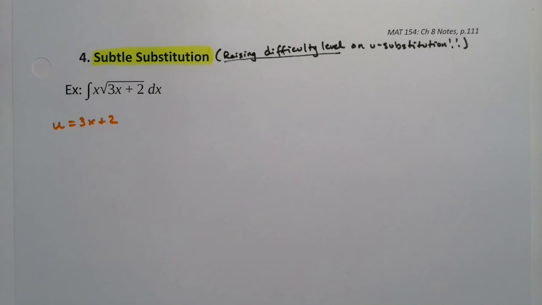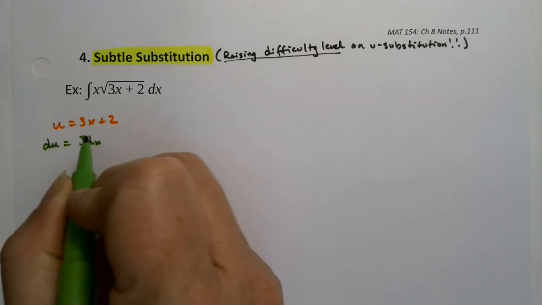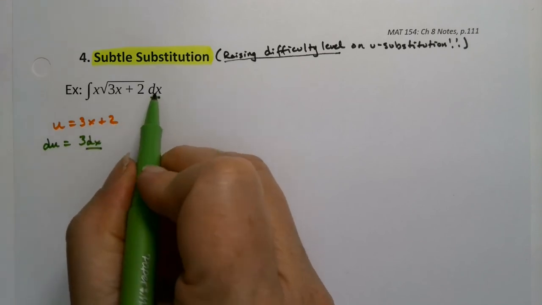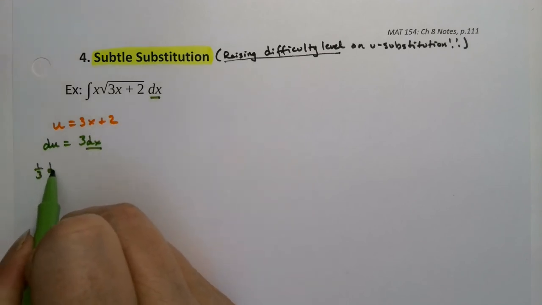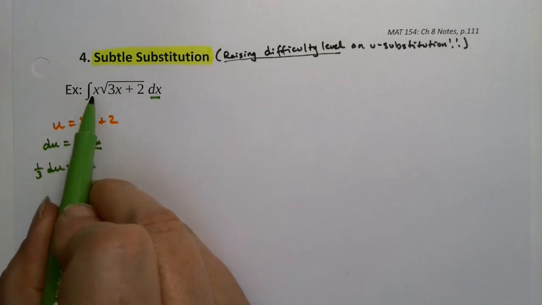No, not a hard problem. But then du would be 3dx. Well, I don't want the 3, but I do want the dx. So I want 1/3 du. But I have a problem. I have an x left over.